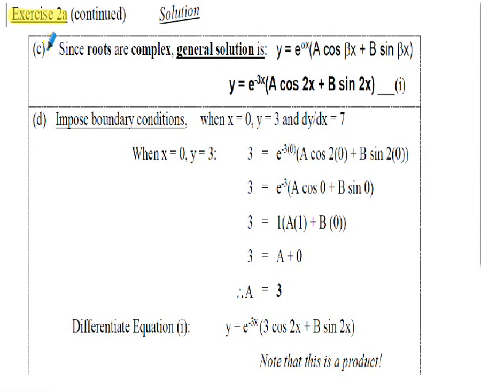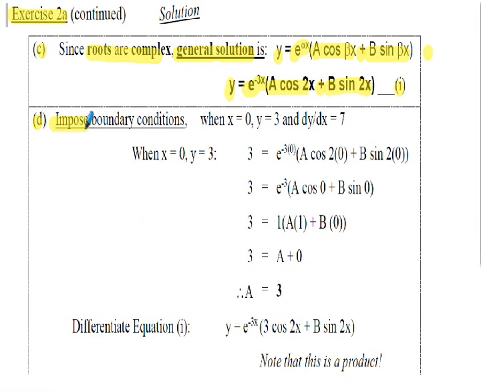Exercise 2a continued, the third step. Noting that the roots in this case are complex, the general solution from our previous slide will be y is equal to e to the alpha x multiplied by, in brackets, a cos beta x plus b sine beta x. Again, that's taken from the previous slide showing the various solutions for the different types of roots we can find. So in this particular case, y is equal to e to the negative 3x and in brackets a cos 2x plus b sine 2x. Call that equation 1, and that's the general solution.